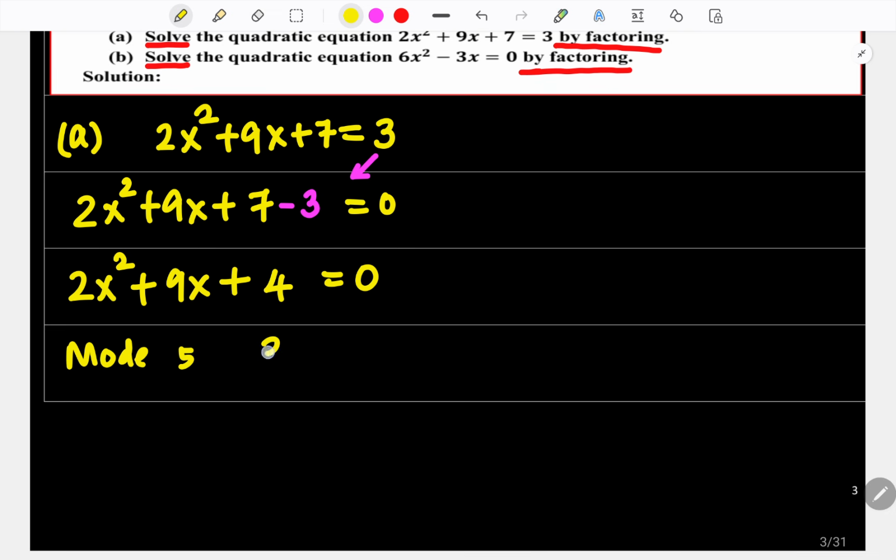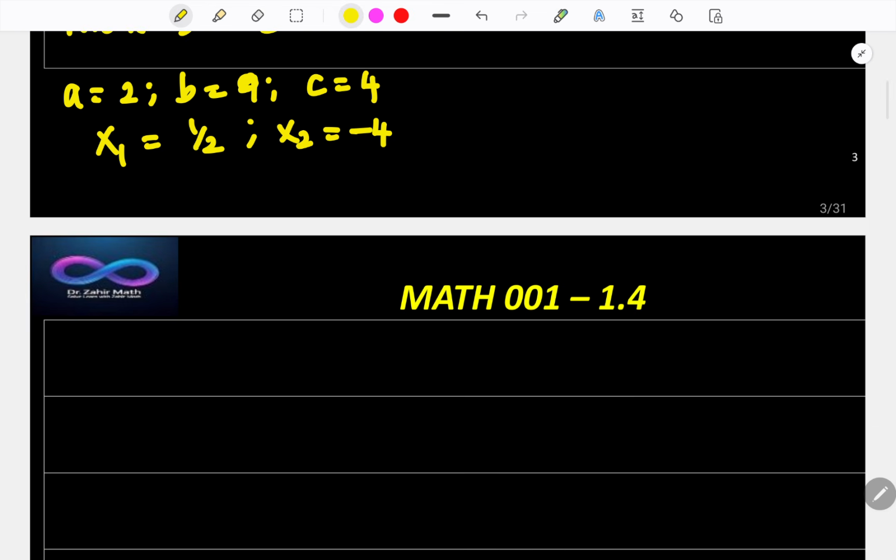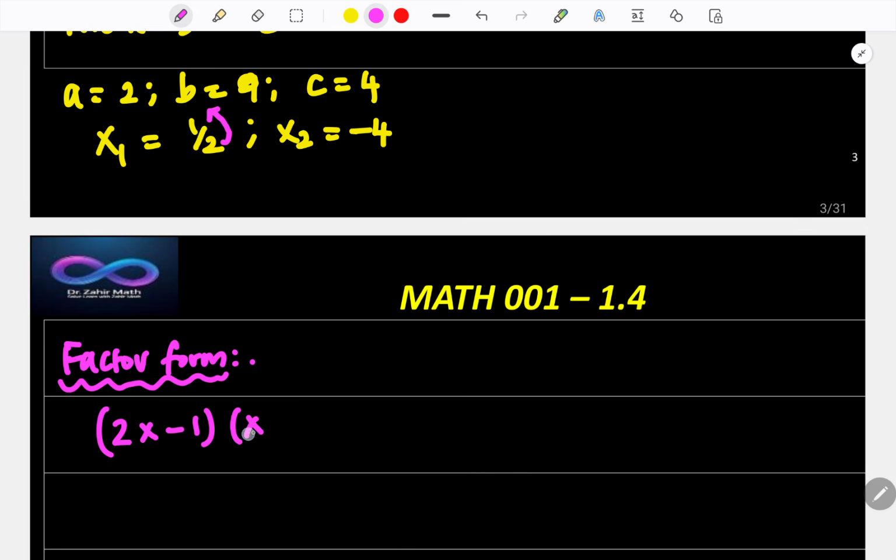Now take your calculator, go to mode 5, 3. Give A equal to 2, B equal to 9 and C equal to 4. If you give it in the calculator, you will get x1 equals 1 by 2 and x2 equals negative 4. So we are going to write the factor form. Factor form means what you are getting in the calculator, you need to write as a factor model. So for the 1 by 2, the factor is 2x minus 1, and for negative 4, it is x plus 4, equal to 0.